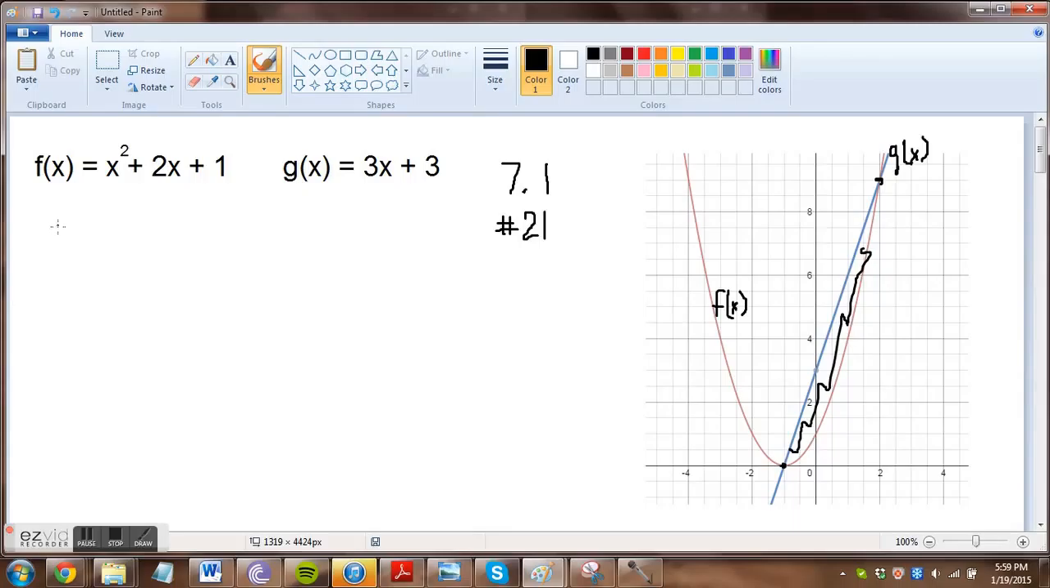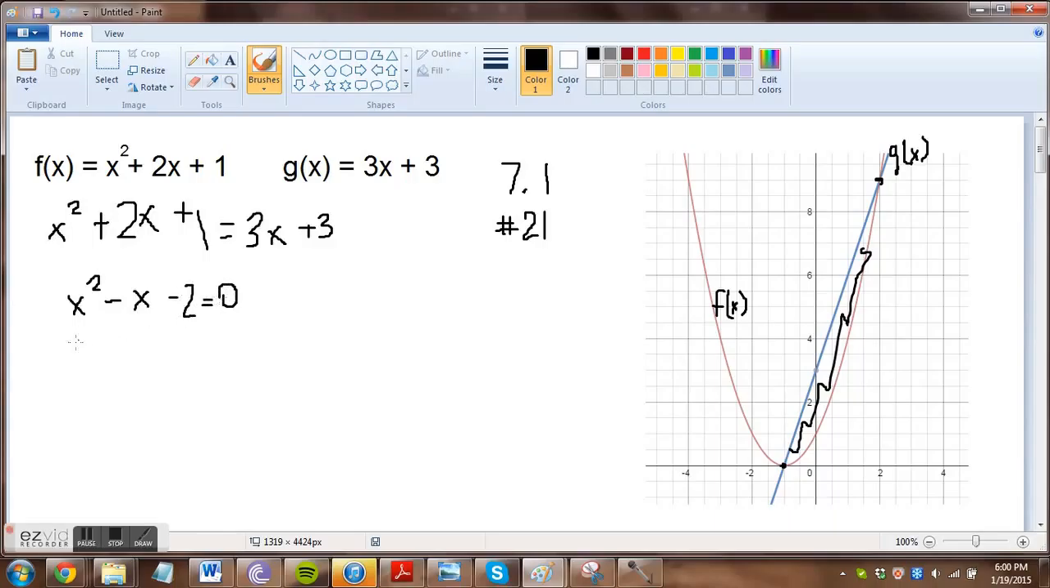And so the first thing that we have to do is to find the points of intersection between the two, and we can do that by either looking at the graph, so we have one right here and one right here, or we can find them algebraically. To do it algebraically, we have to set the two equations equal to each other. So we have x squared plus 2x plus 1 equal to 3x plus 3.